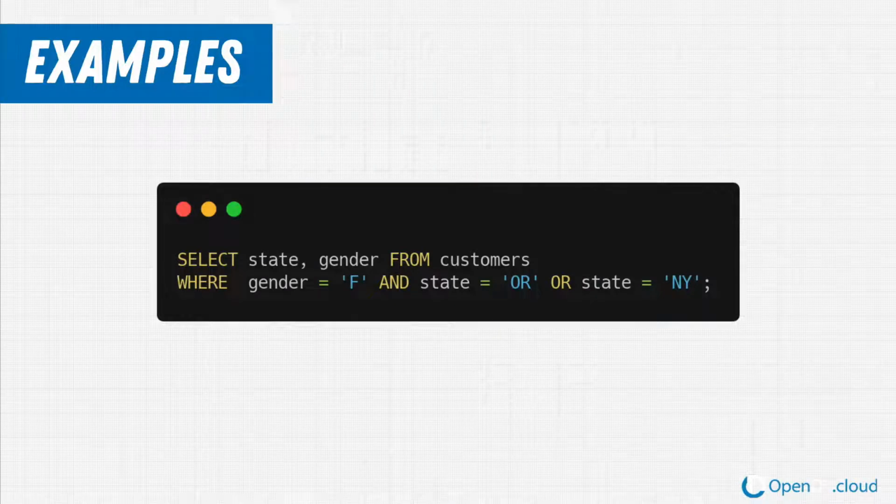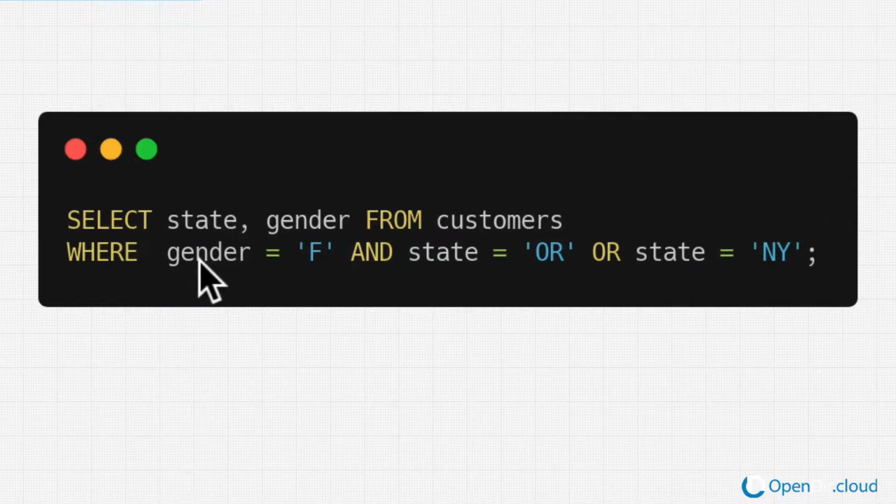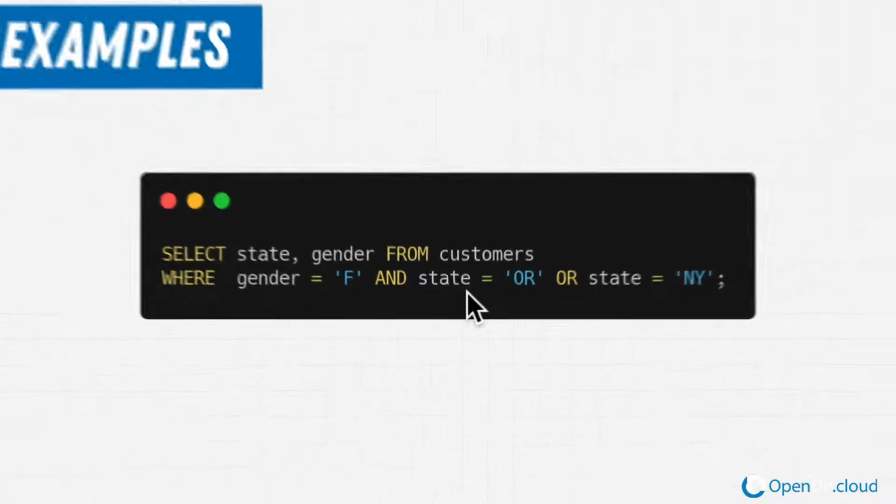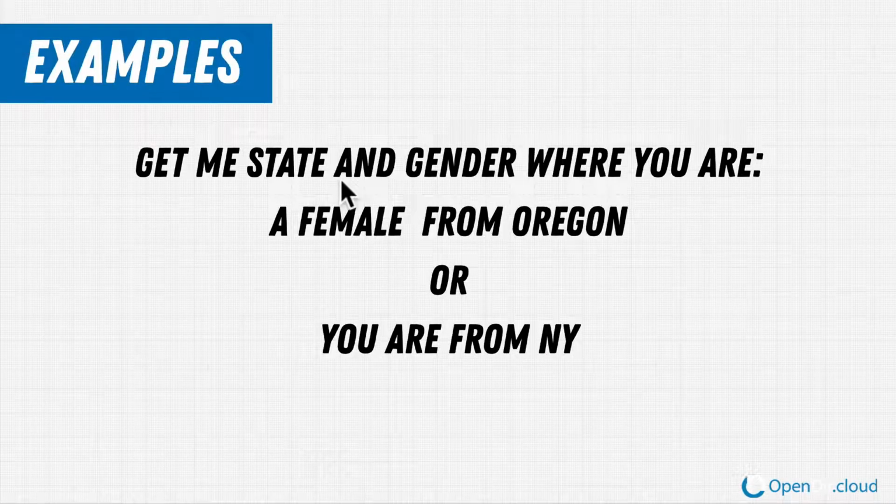So an example of this would be, well, if we select state and gender from customers, where the gender is female and the state is Oregon, or the state is New York. Mo, what's happening here? Well, we looked at this, right? This was the original exercise. And if you look at the where clause, it doesn't work. This is the broken where clause. Because what we're saying here is get me state and gender where you are a female from Oregon or you are from New York. So, interesting.